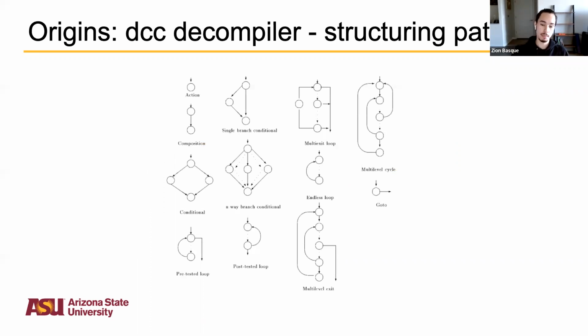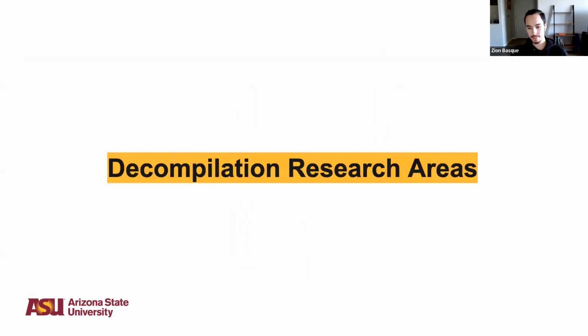We have composition, single branch conditionals, multi-exit loops. You guys may find some of these familiar. We have gotos, we have endless loops. We even have switch statements, which is awesome. That's brilliant. And then the classic diamond structure. So the key takeaway here is that the structuring that she did needed a list of patterns that it could reverse match on the graph as it went backwards.